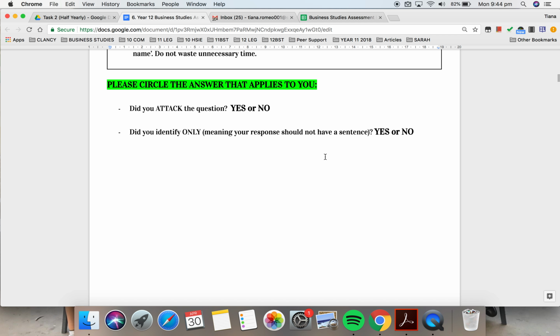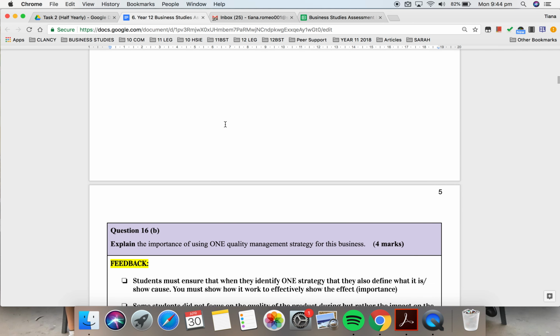So remember, year 12, it's not about did you get the question right. We're looking at whether you are able to do the right steps to ensure that you can get the right marks. The rest comes down to studying.